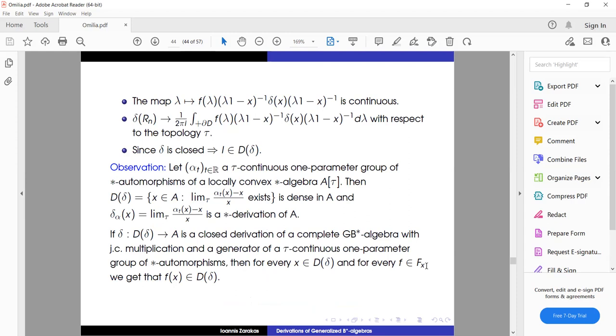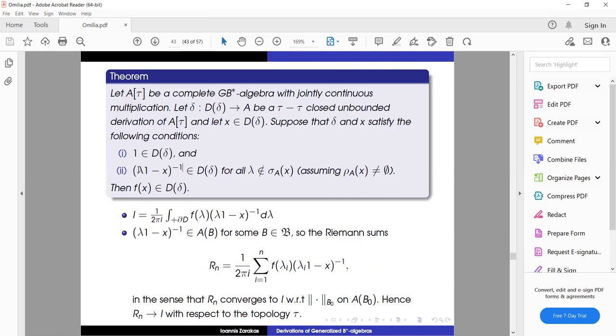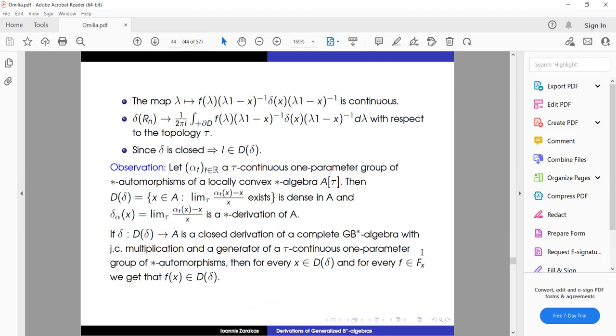Of course, someone can say, do we have such a derivation that fulfills the previous two conditions? A very easy observation, but I noted it here just to give us a sense of what happens. Yes, of course, we can have a derivation that fulfills the previous two conditions simply by regarding a derivation delta closed, that is a generator of a continuous one parameter group. If this happens, then you have the unit inside D of delta, and also we can easily prove that we have also all these elements for all these lambdas inside the domain of definition. So just an easy observation to tell us that we are in a ground that it is feasible, of course.